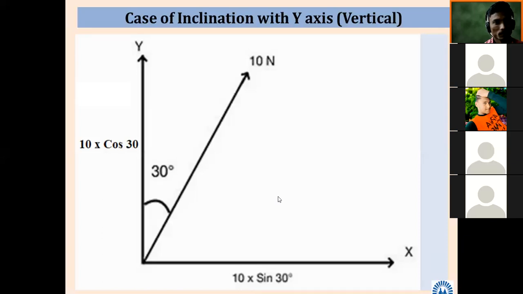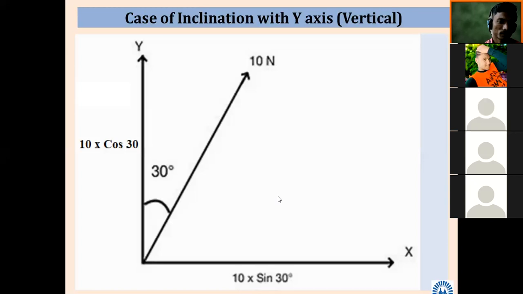Sir, repeat the question. Find the x and y components of the force 10 kilonewton which is inclined at 30 degrees with the y-axis. With the y-axis, what is there in this? One force is given, again a very simple problem. What is the change between the first problem and this problem? The inclination, or angle, is made with the y-axis.